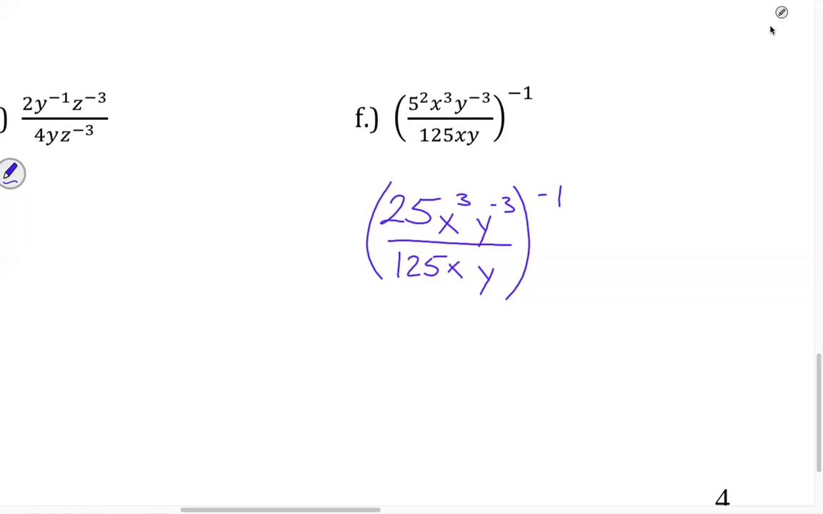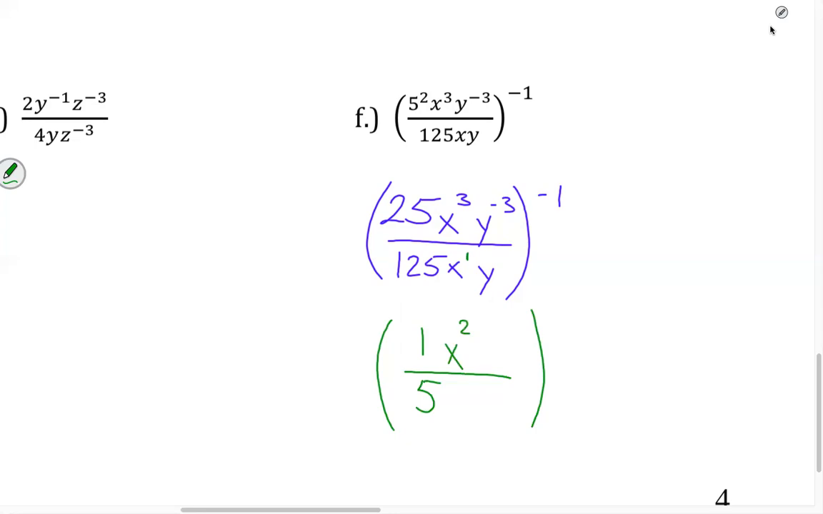Ed, can you type in your calculator 25 divided by 125? And can you make that a fraction? 1 over 5. So I'm going to divide those out and I get 1/5. Now, x to the 3rd over x to the 1st. We subtract those. So 3 minus 1 is? 2. So x to the third over x to the first is x squared.